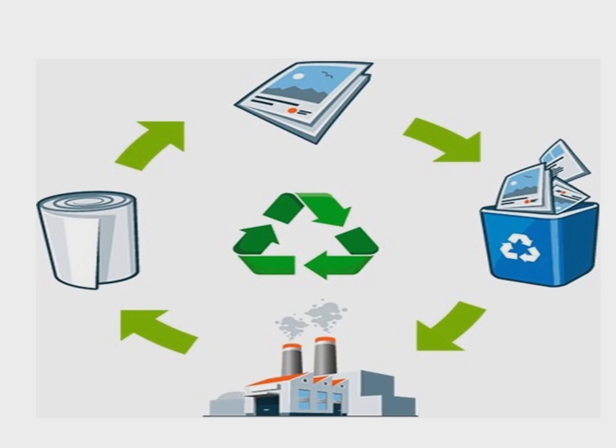You can see there is the roll of paper, and we are making our books from the paper. When our paper books become old or tear, we are throwing them into the dustbin, and from the dustbin the old papers are going to the factory, and in the factory they are making new paper from the old paper. So this is called recycle.